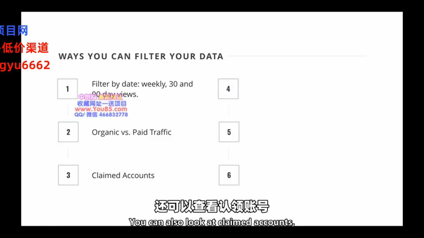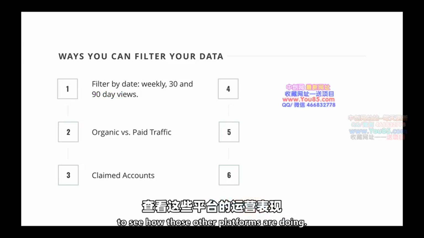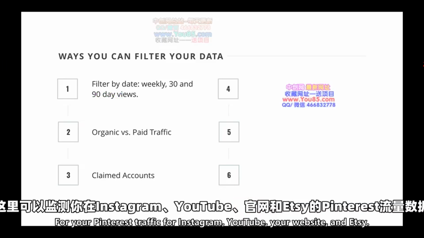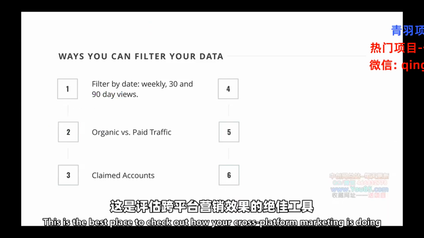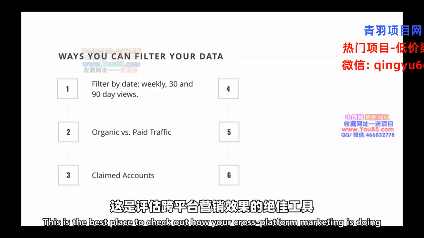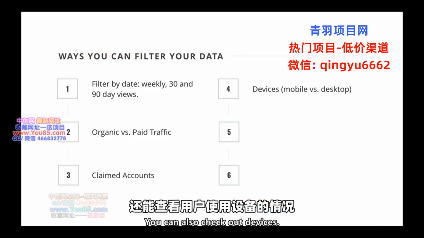You can also look at claimed accounts. So you can check out your claimed accounts to see how those other platforms are doing for your Pinterest traffic for Instagram, YouTube, your website, and Etsy. This is the best place to check out how your cross-platform marketing is doing and if those efforts are worth your time.